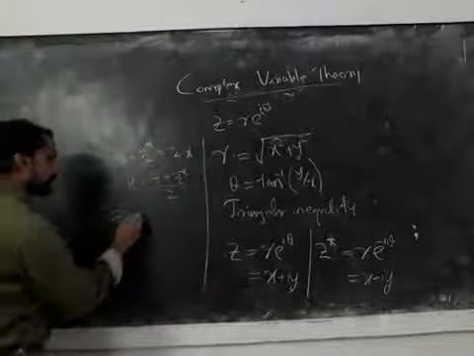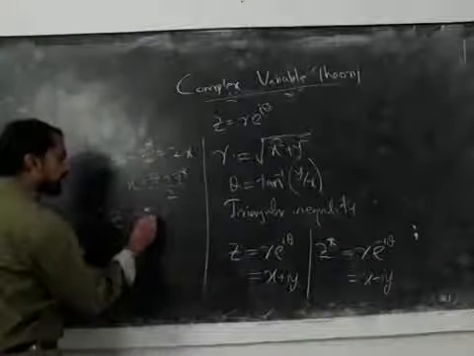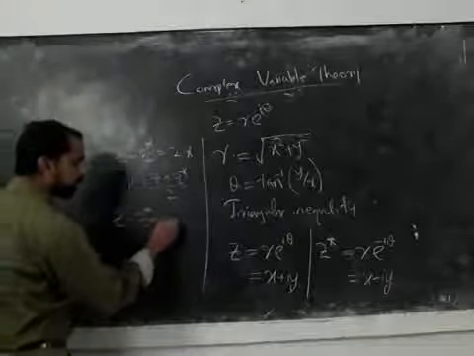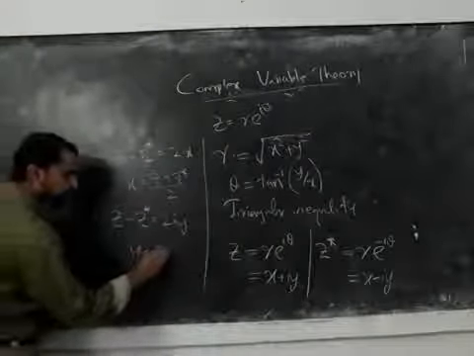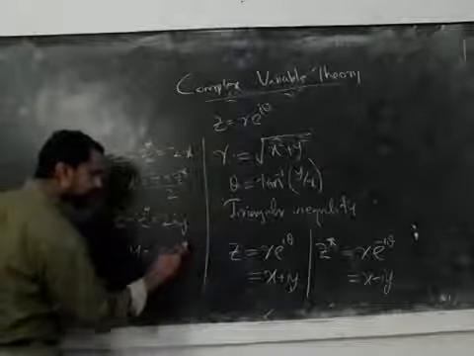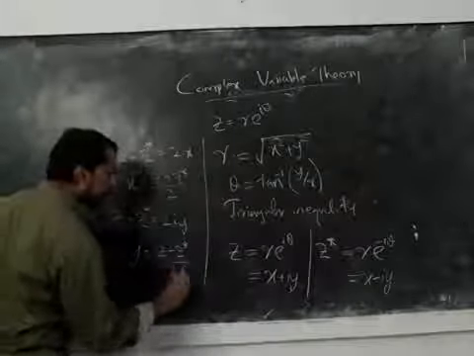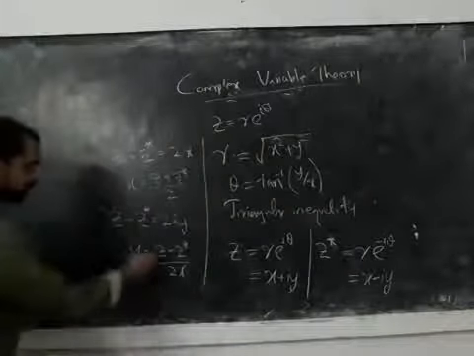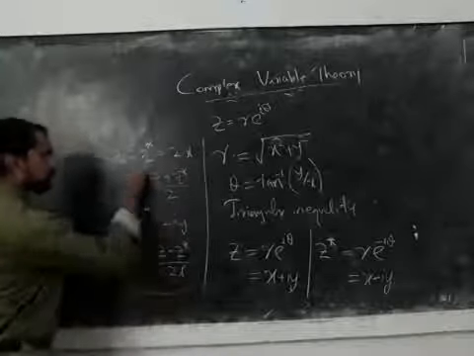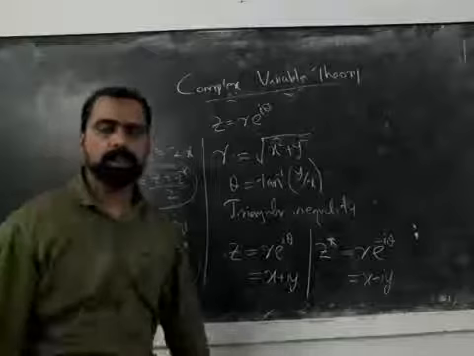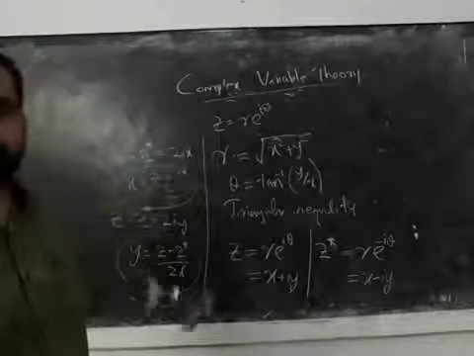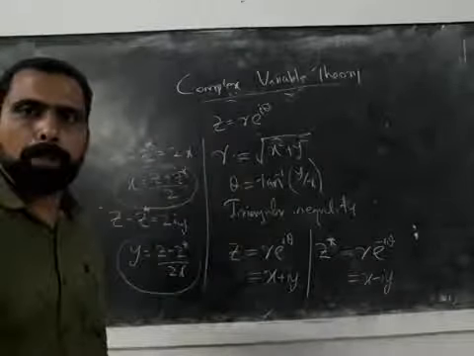Z minus z star is equal to 2iy, or y is equal to z minus z star divided by 2i. Okay, so these are the simple notions. We will go to the next video.